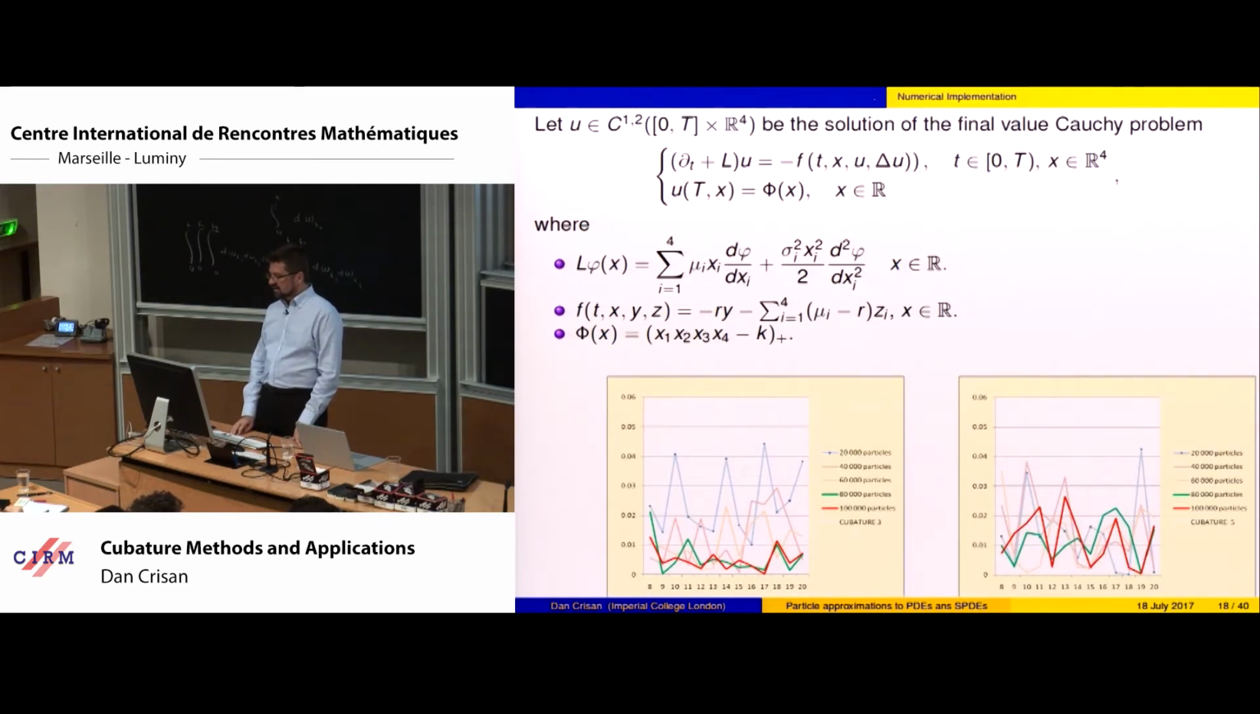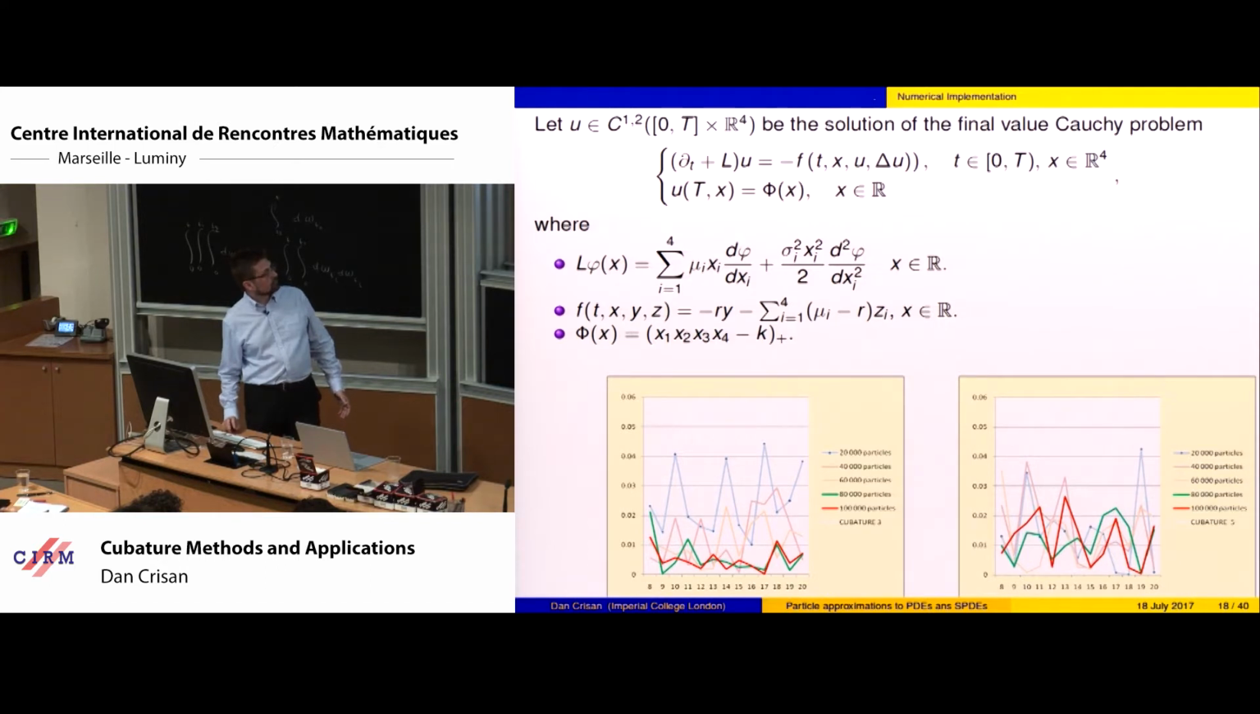Okay, so a quick example. We just got this semilinear PDE, which you will recognize as coming from a geometric Brownian motion, and then we took a driver which looks like this, and a final condition which is of this form. You can't see this very well, but the point is that as you increase the number of particles, by particles I mean capital N, as you increase the number of terms, you get better and better approximations, the error decays.